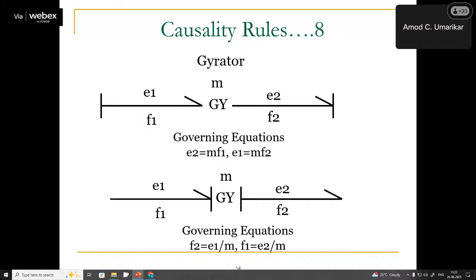Are you getting my point? Yes, sir. Okay. Similarly, if I apply effort at the gyrator, the cause will be on the other bond there will be flow, means they are on the same side. So that's the idea.